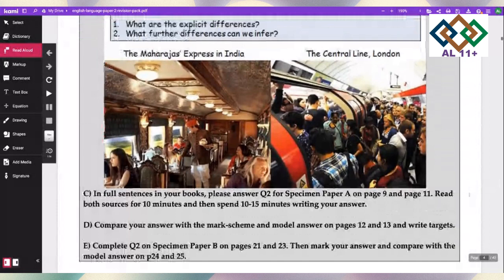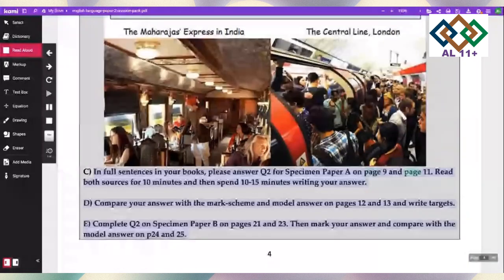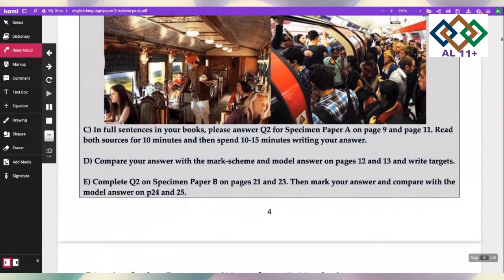In full sentences in your books, please answer Q2 for specimen paper A on page 9 and page 11. Read both sources for 10 minutes and then spend 10 to 15 minutes writing your answer. D. Compare your answer with the mark scheme and model answer on pages 12 and 13 and write targets. E. Complete Q2 on specimen paper B on pages 21 and 23. Then mark your answer and compare with the model answer on pages 24 and 25.